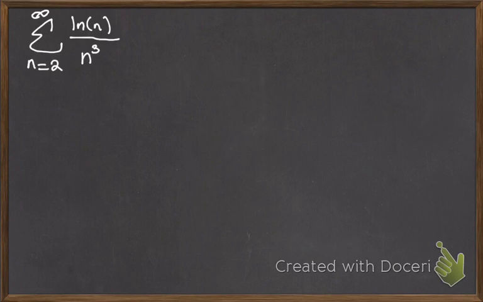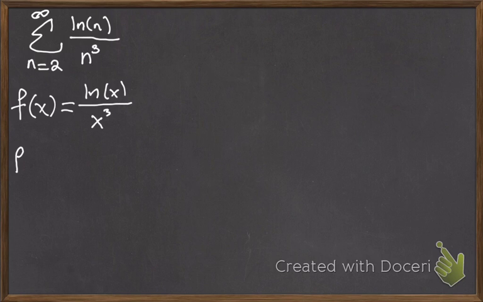Here's another example of an infinite series that we can try to apply the integral test on. So we have the sum from 2 to infinity of ln of n over n cubed. And so the function that's going to go along with that is f of x equals ln of x over x cubed. And this is going to be positive and continuous once we get past 1. Since our series is starting at 2, when we do the integral, that's going to start at 2. So the condition of positive and continuous is going to be fine.